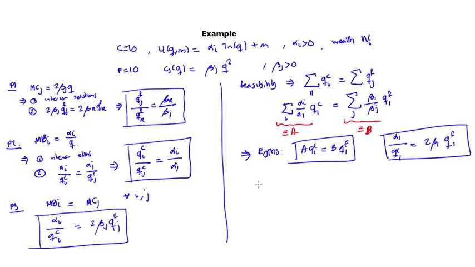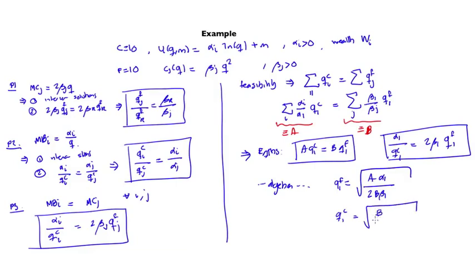If you do a little bit of algebra, you're going to get that q_1^f is equal to the square root of A α_1 divided by 2B β_1, and that q_1^c is equal to the square root of B α_1 over 2A β_1. And again, from that, you can back out all of the quantities. So you have a complete description of what gets produced in good q and what gets produced in good m.